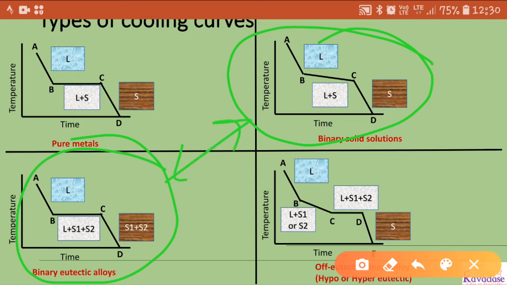So you can see the mixture of these two in an off-eutectic type of system behaves here as a binary solid solution, and when it reaches a mixture, it solidifies at constant temperature, means it behaves like a binary eutectic system. So these are the 4 types of cooling curves which are in our syllabus.